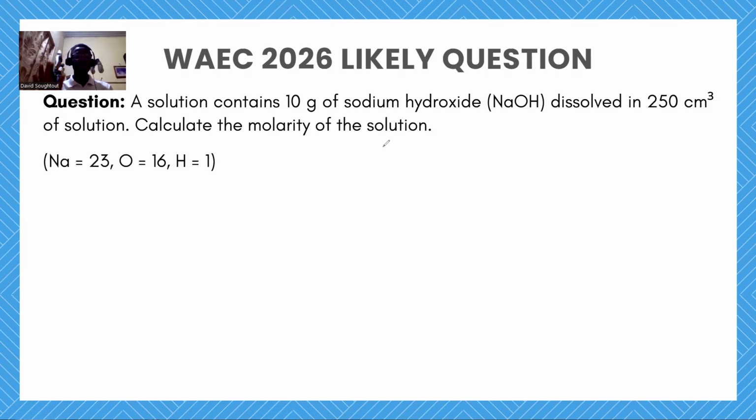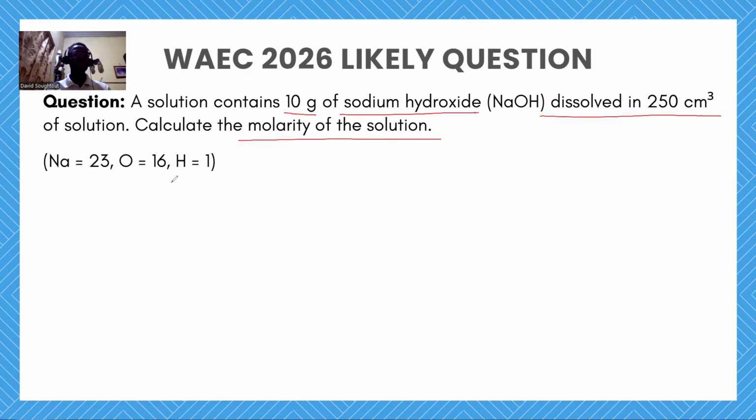90% of students are going to fail this question on the screen right now, but I'm going to show you exactly how it can be done without any hassle. The question starts off by saying a solution contains 10 grams of sodium hydroxide dissolved in 250 cm³ of solution. Calculate the molarity of the solution.